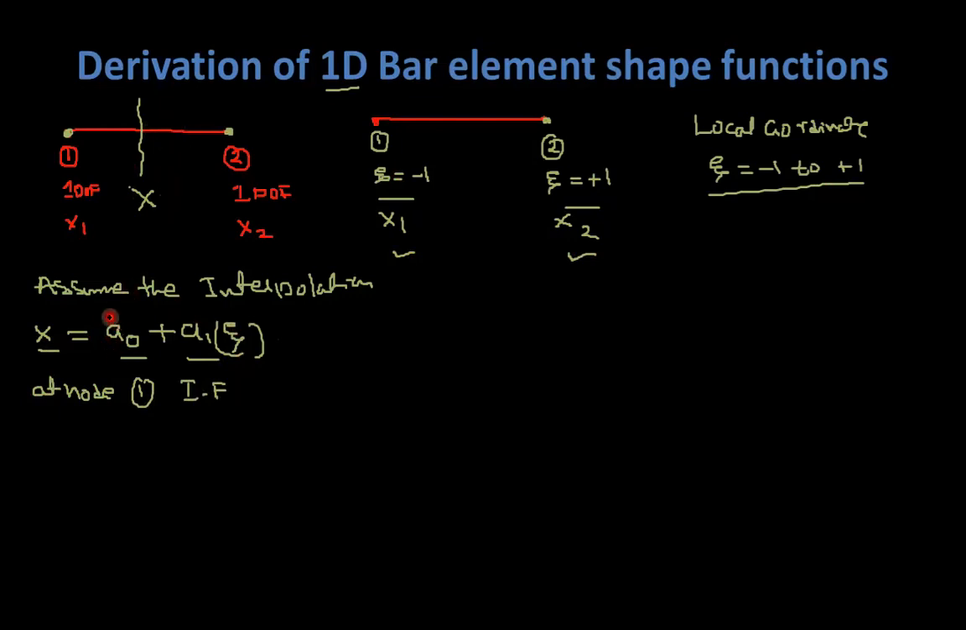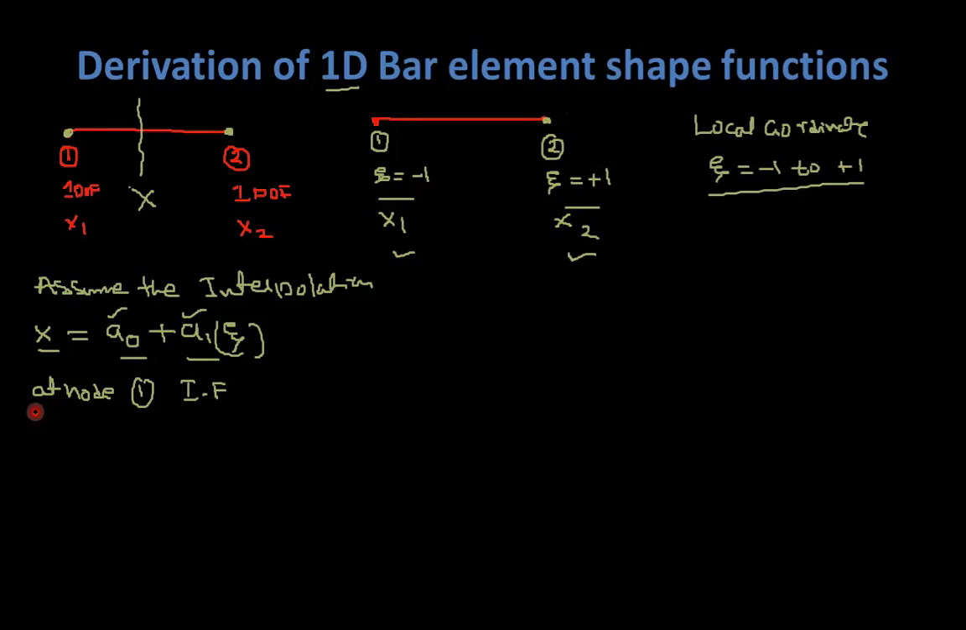Here you can see that a naught and a1 are constants, and zeta is a variable parameter. At nodal number 1, the zeta value is -1. At nodal number 2, the zeta is equal to +1. This means the zeta varies from -1 to +1. This is the meaning of zeta equal to -1 to +1.